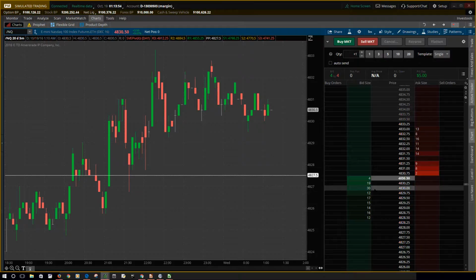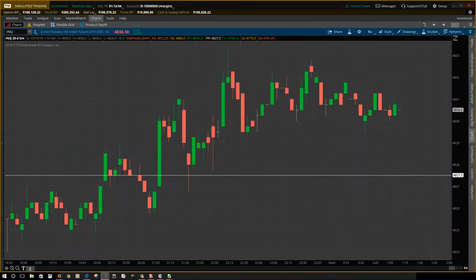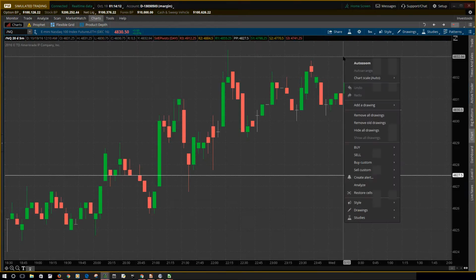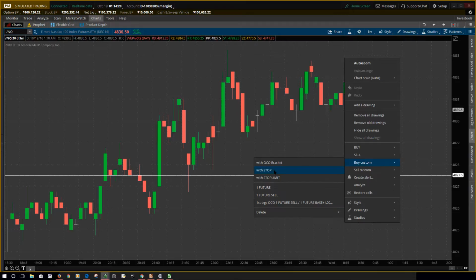So on this particular platform, I'm looking at what they call the active trader, or I call it the ladder, and how to get there. There are multiple ways of actually placing orders. You can place orders from the chart by just right-clicking. Then you have a buy or sell. You also have custom buy, and there's that with stop limit. There are ways of doing it.